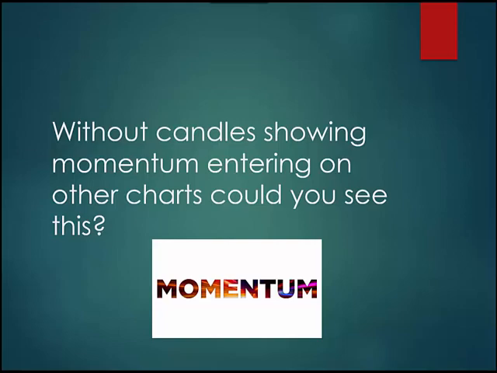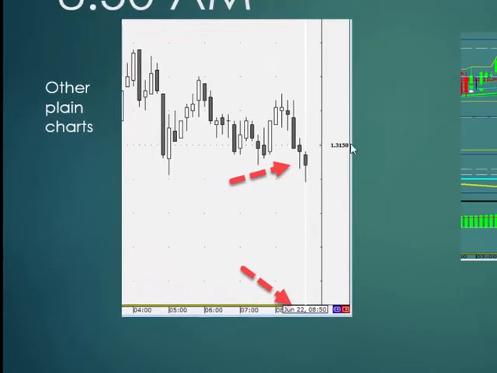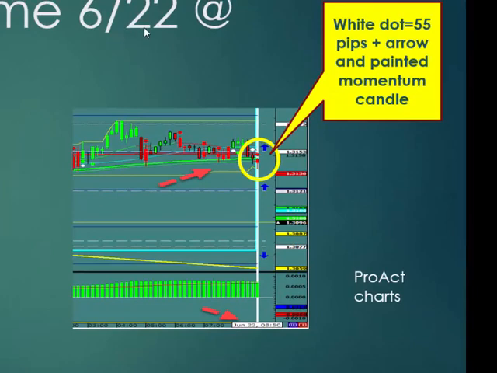Without candles showing momentum entering on other charts, could you see this? So over here on the left, you can see there is a regular old chart. Looks pretty blah over there. The exact same period, June 22nd at 8:50 a.m. Over here, we have a white dot and we have an arrow and painted candle. That's the momentum candle as the market's pushing away from here.